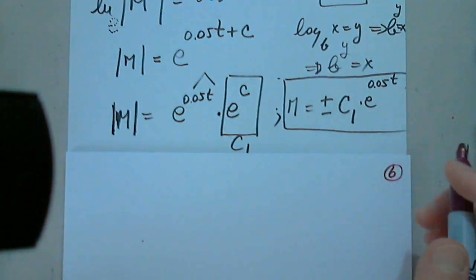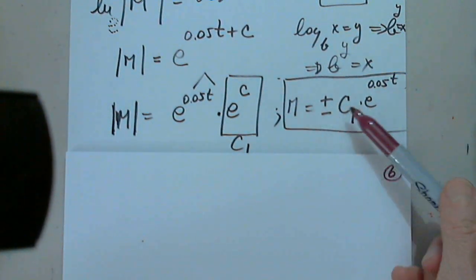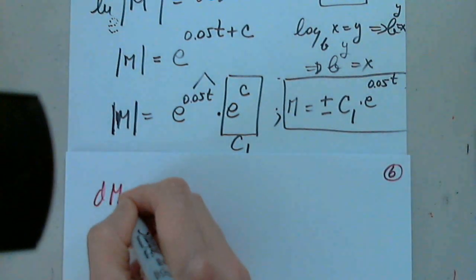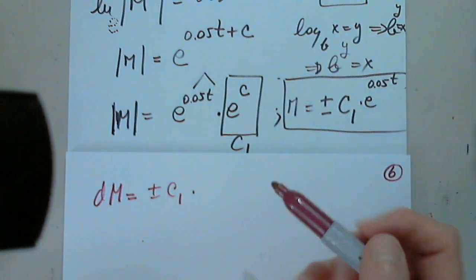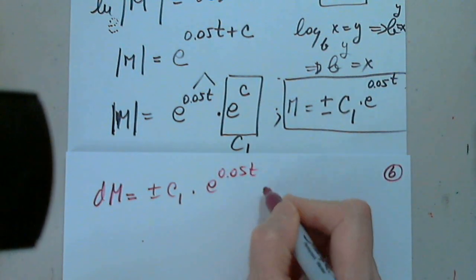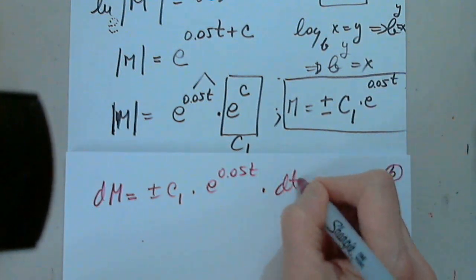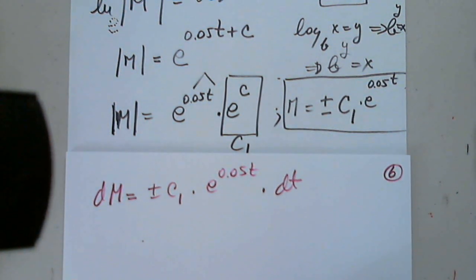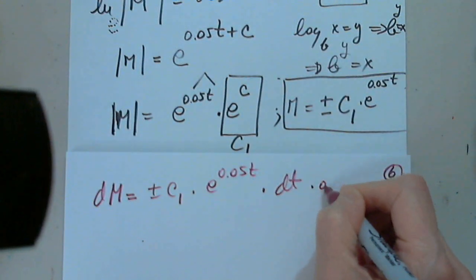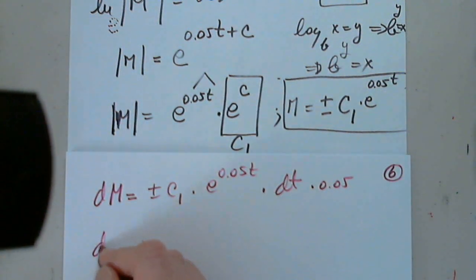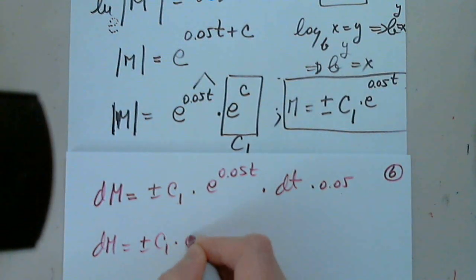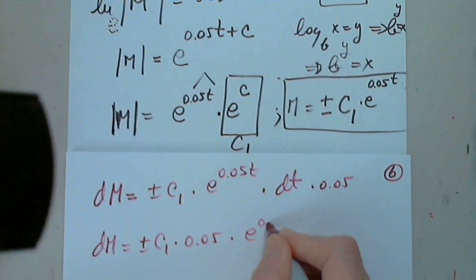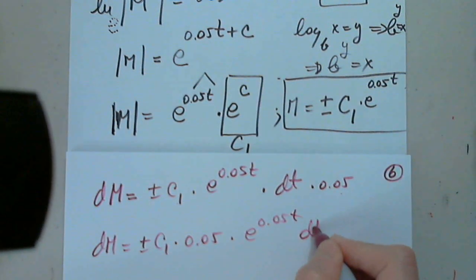Okay, all we want to do is find dm. So it's plus or minus c1 times e to this, times dt, and times 0.05. I swallow the 0.05. So then dm equals, putting these two constants together, plus or minus c1 times 0.05 times e to 0.05 t dt.